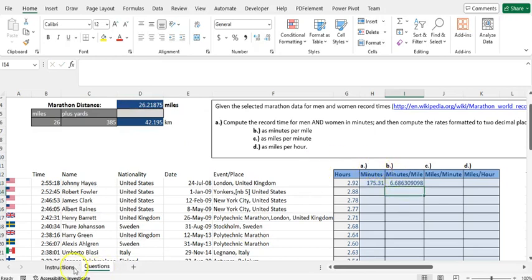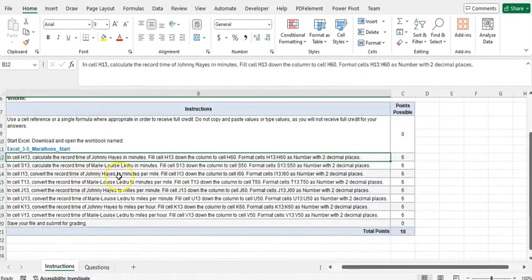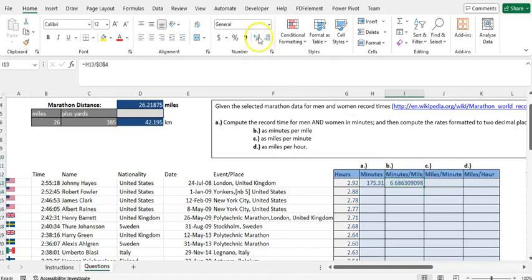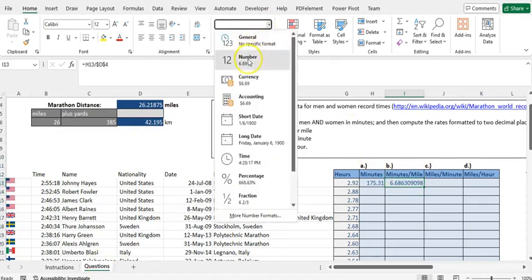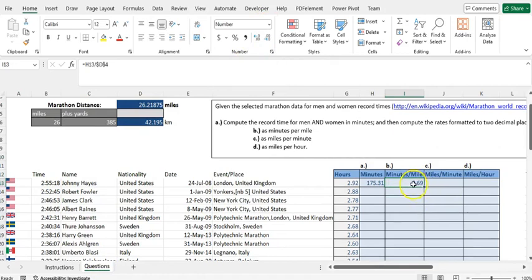Okay, again, going back to our directions, it says to format it as a number with 2 decimal places. You'll notice all of these say number with 2 decimal places. So we're going to go up here to number, make sure it's got 2 decimal places, and we're good with that.